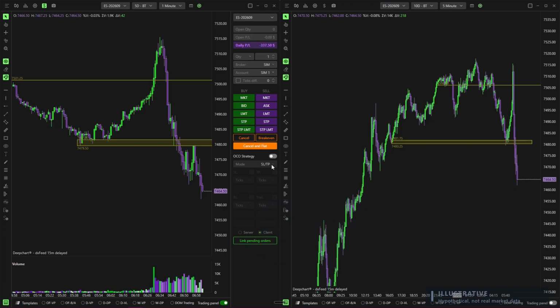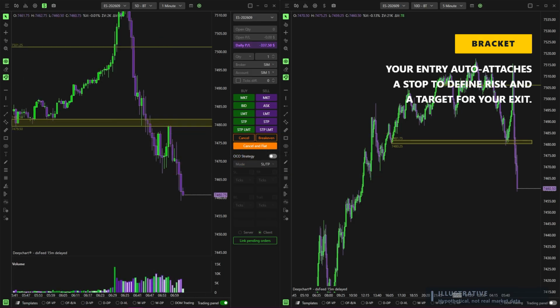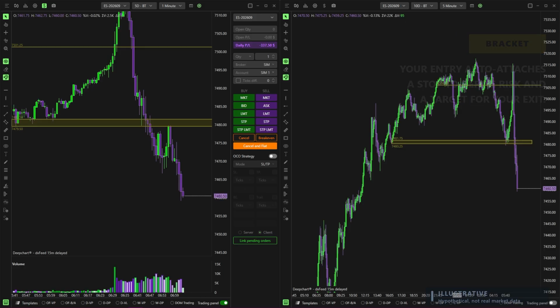So let's start with the most useful one, and that is brackets. A bracket just means that when you enter a trade, DeepCharts automatically attaches 2 orders for you: a stop loss to cap your risk and a take profit for your target. You don't have to place them separately. They come with the entry. And here's how you set it up.